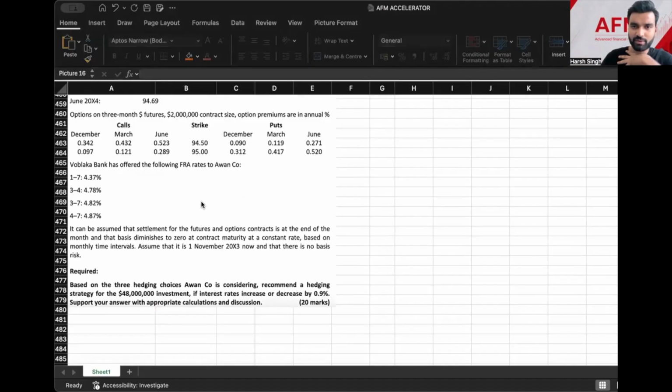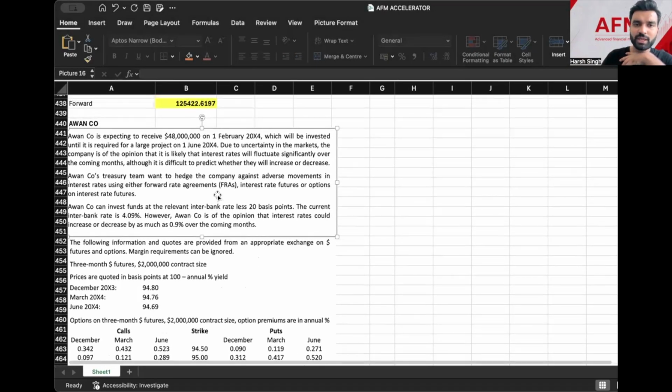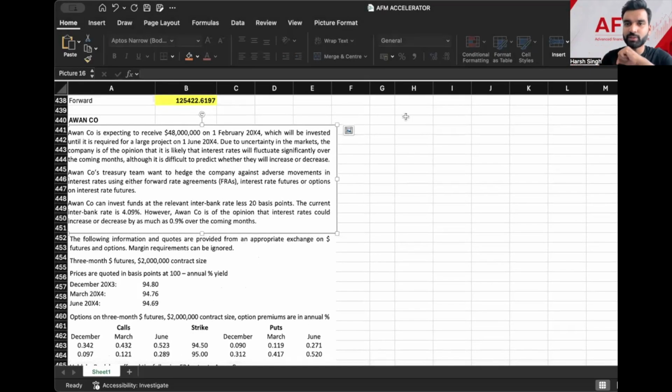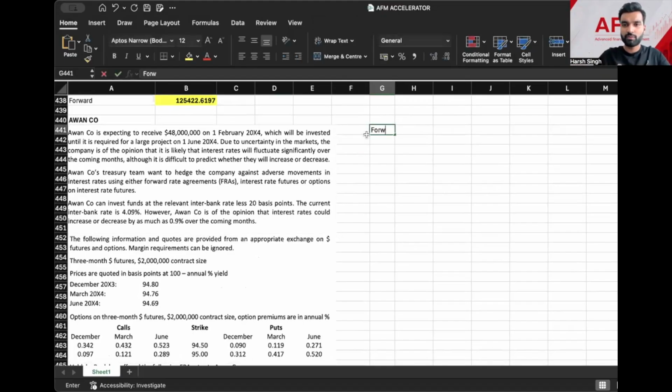This is what is given, everyone, right? Now in this question, again, we have to consider if FRA is being used. So first of all, I'll put down forward rate agreement. Now, it's expecting to receive 48 million on 1st Feb and will be invested until it is required for a large project on 1 June 20x4. Okay, we are receiving that 48 million on 1st Feb and will be investing it till 1st June. Okay, Feb to June.